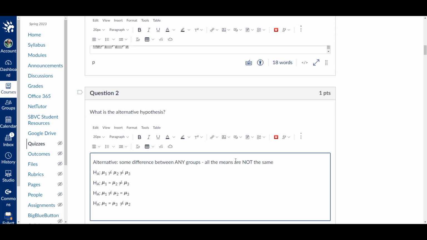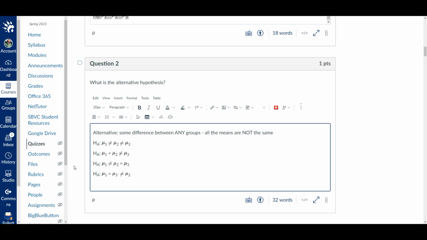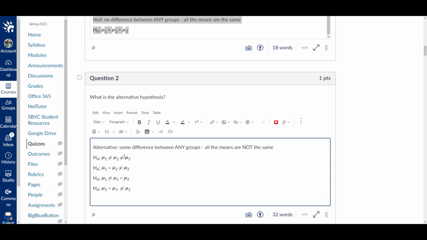Okay. So this concept that we have different options to our alternative, that if we know that they're not all the same, we don't necessarily know which one of these is true. This is why we will have to do a post-hoc test here. Okay? But we recognize that the alternative is simply that, right? The alternative is that not all the means are the same, that there's some difference somewhere in there.